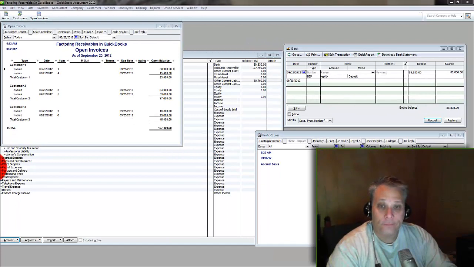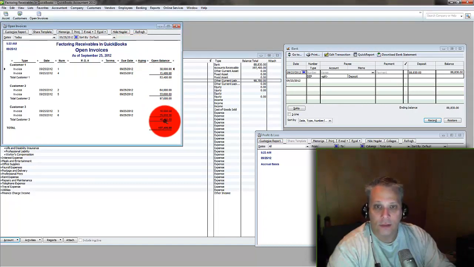So what do we do next? Next, the factor comes in and the factor gets paid by our clients, right? So when they get paid by our clients, they pay us the difference. Now, again, I'm going to show you a very simplified version of this because I'm going to assume that all the clients pay in full by the next reporting period from the factor. Normally what's going to happen is you're going to get paid maybe one of these invoices and one of these invoices.